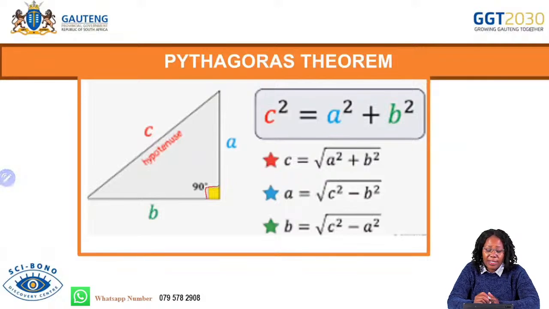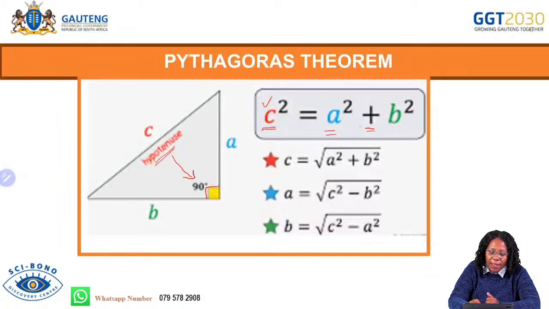It states that c squared, and why are they starting with c squared? c squared is the hypotenuse side. That means it's the side that is opposite the 90 degrees angle. Hence, we have c squared there, which is equal to the sum of the other two sides squared. Can you see that, grade 12? Always, to make your life easier, start with the hypotenuse side, which is the side opposite the 90 degrees.